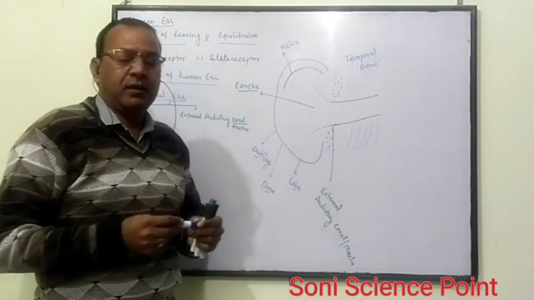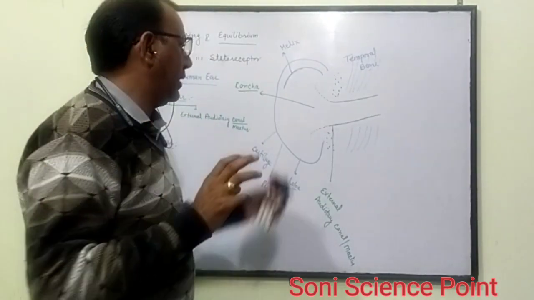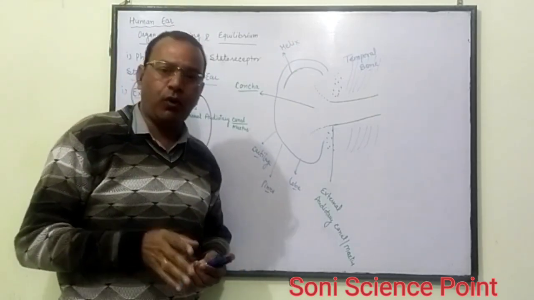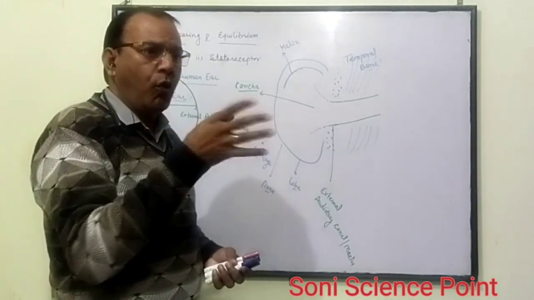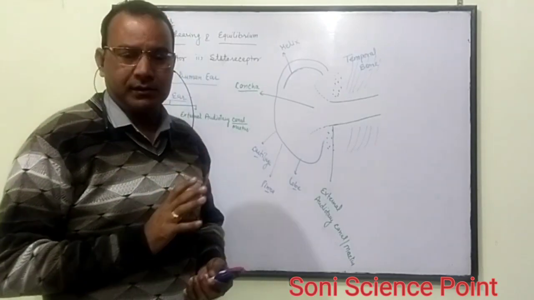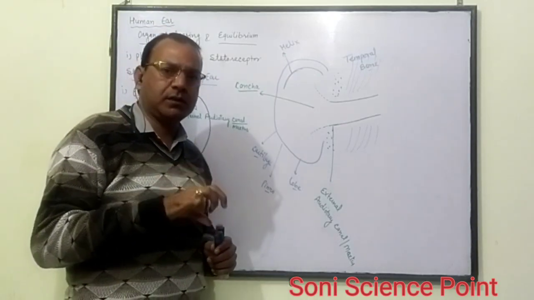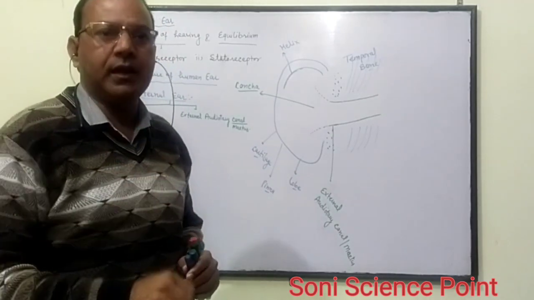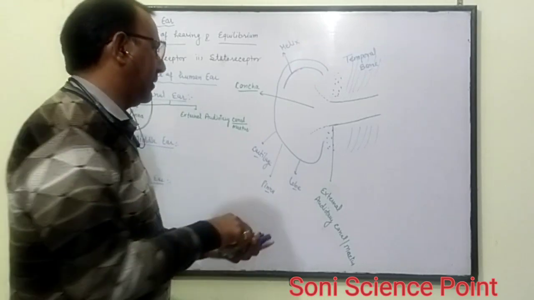In the human ear, the pinna is not able to move. We cannot show movement in our pinna. But some animals such as horse, dog, cat and cow can move their pinna. This is because they have auricular muscles, and with the help of these muscles the pinna can be moved. These muscles are also found in the human ear, but they are non-functional, which means they are vestigial.